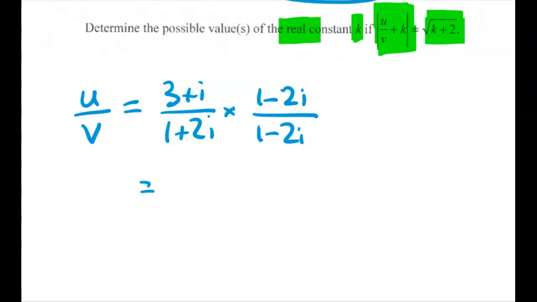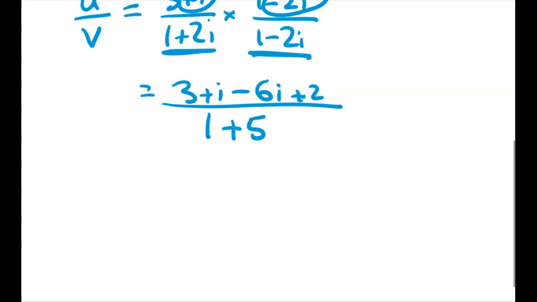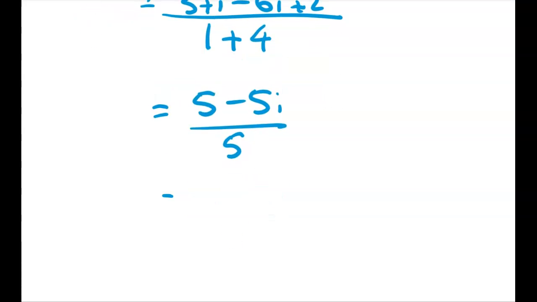And at this stage in the year, hopefully you're pretty confident with looking at that denominator first and seeing that that's 1 plus 5, and in the numerator we get 3 plus i minus 6i plus 2, coming from these two multiplied together. You should be feeling pretty good about that because you can see that you've got these nice numbers here, except that of course I've made a mistake. 2 times 2 is not 5, 2 times 2 is 4, there we go. And that gives me 1 minus i. So u over v plus k is going to equal 1 minus i plus k.